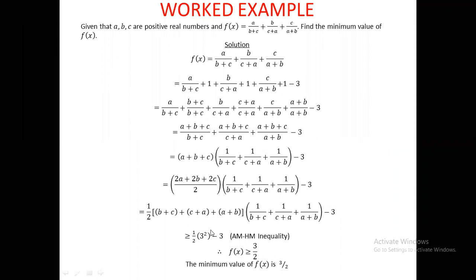So clearly, f of x was the starting point. We see that f of x is greater than or equal to 3/2. So therefore, the minimum value of f of x is 3/2.